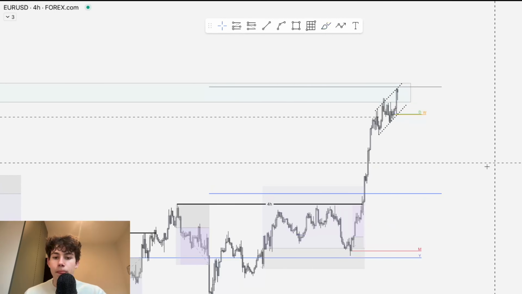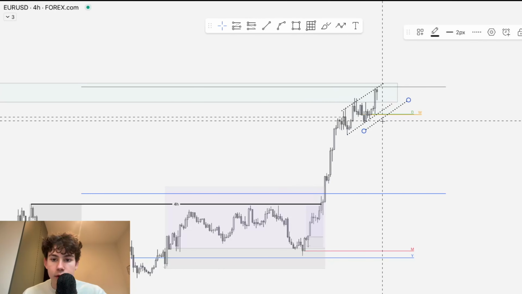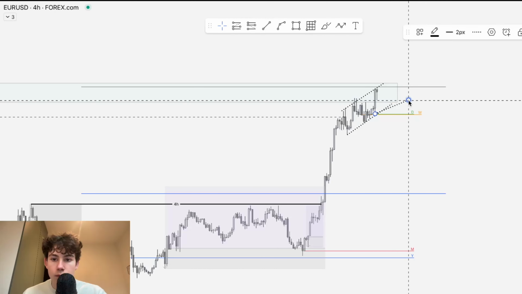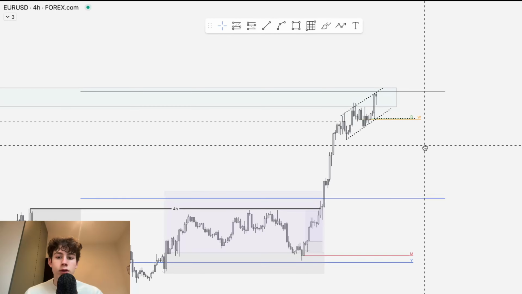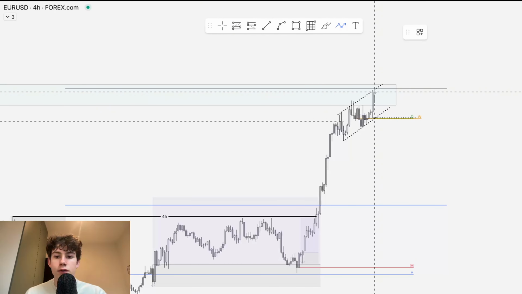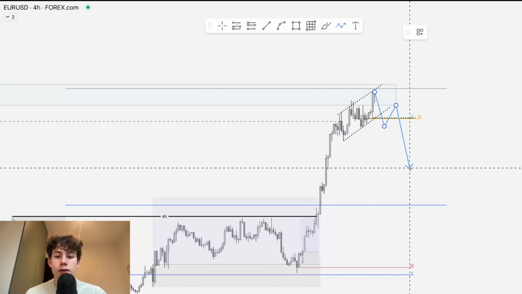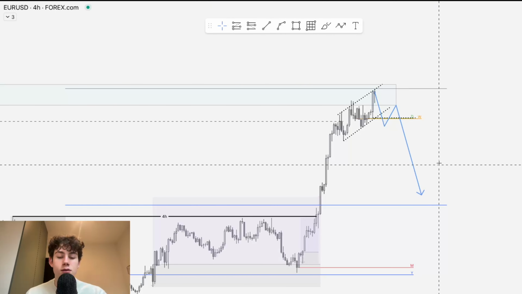So what can we see? That this now is our fractal low, this low. And if you do not understand fractals, make sure to check that out as well. But this now is our fractal low, and once we break this fractal low, then we will be ready to look for shorts in towards that premium, in towards those discount prices, right?